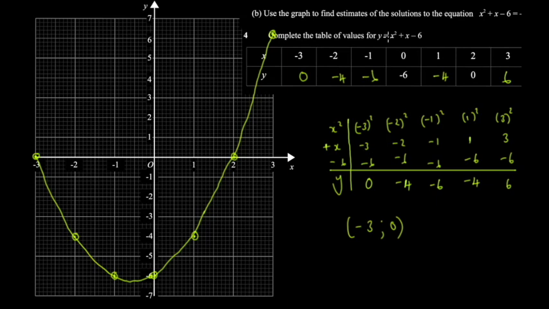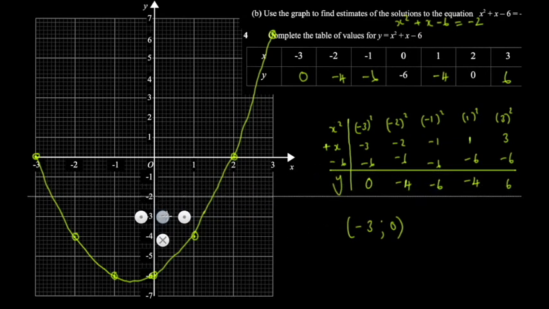So now you're asked to complete the table, and then you're asked to find the solution for the equation x squared plus x minus 6 equal to minus 2. Okay, how do you do it? Here it says equal to minus 2. So you take your ruler, and then you go to line minus 2. So where is line minus 2? It's somewhere here.